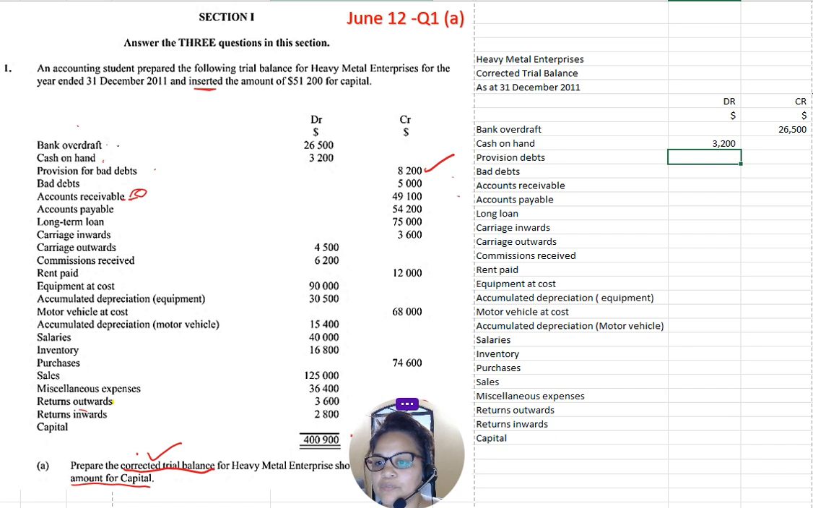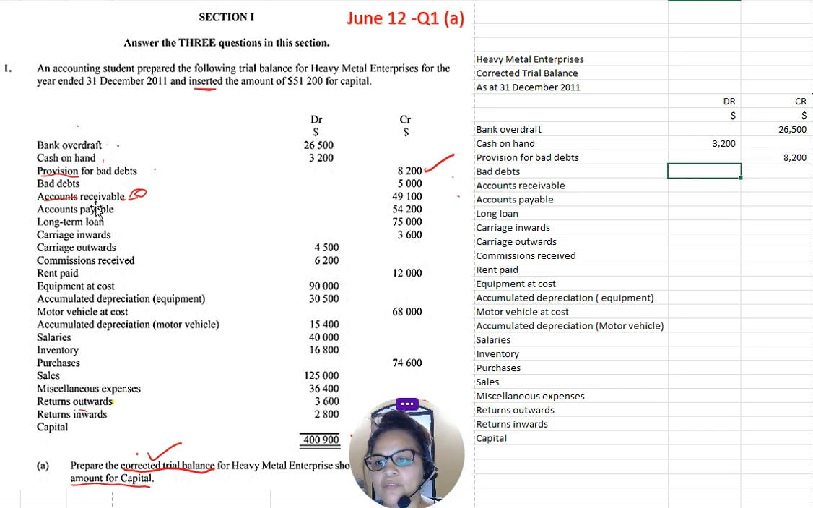So if the provision has to be deducted from the receivables, that means to say it has to be on the opposite side. So when it's stated in the balance sheet, it will be a minus from the actual value. So it's just as in a ledger account, right? So provision for bad debts is on the credit side, 8,200.